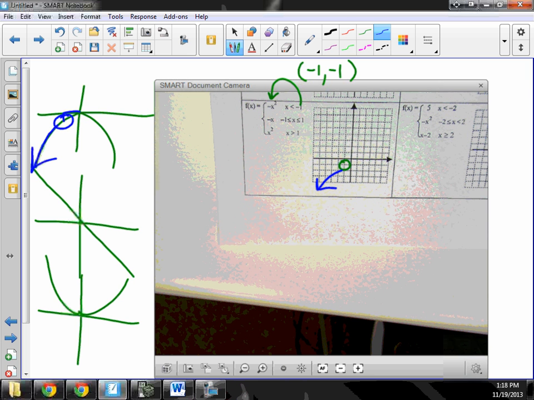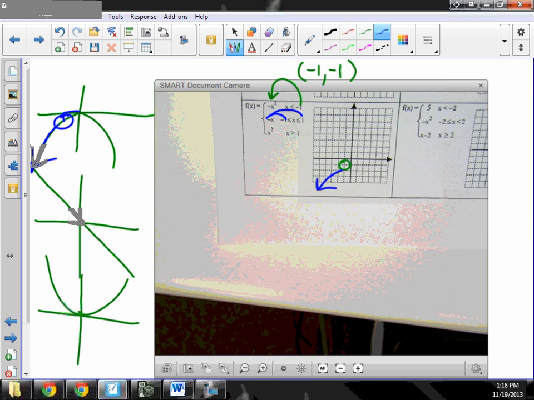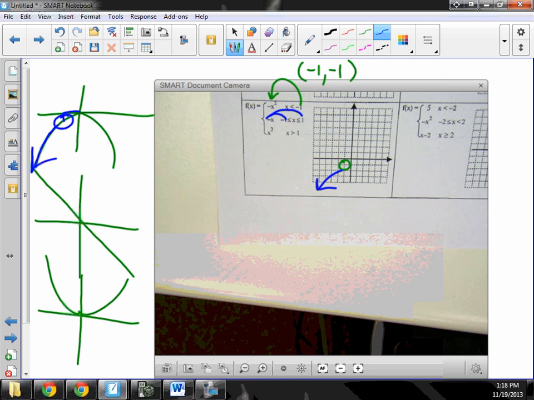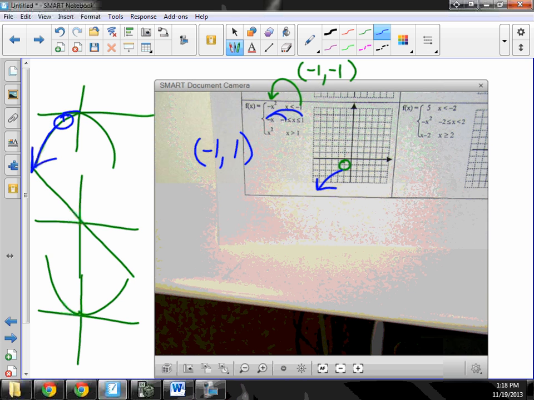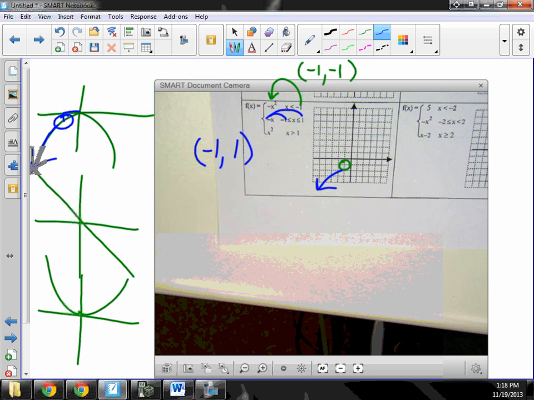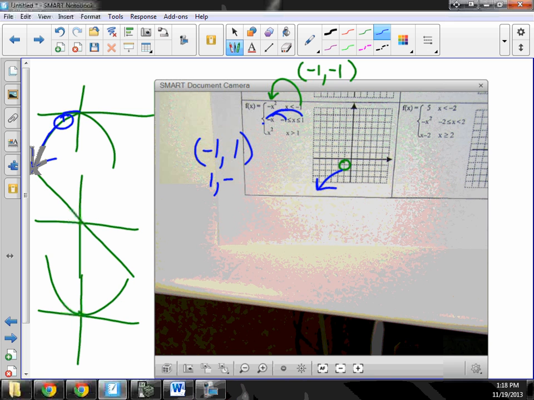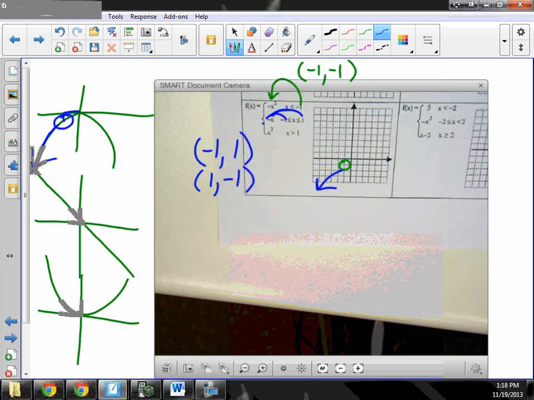Okay. For the next one, I have to plug in 2 numbers. So -1, 1. What is -1? If I plug in 1, the opposite of 1 is just -1. So those are my endpoints. Are they open or closed? They're both closed. Cameron, you lost?